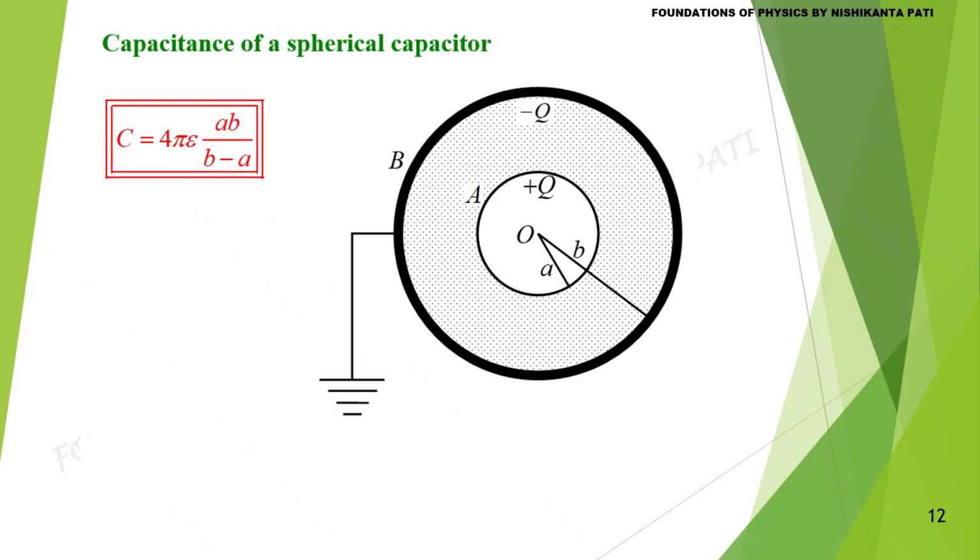The capacitance of a spherical capacitor. In the spherical capacitor, the inner conducting sphere has charge plus Q. The outer conducting sphere has charge minus Q. Here Q is greater than 0. The capacitance of such a capacitor is 4 pi epsilon, where epsilon is the permittivity of the dielectric that fills the gap between the two conductors. So the capacitance is 4 pi epsilon AB by B minus A. A and B are the inner radius and outer radius.